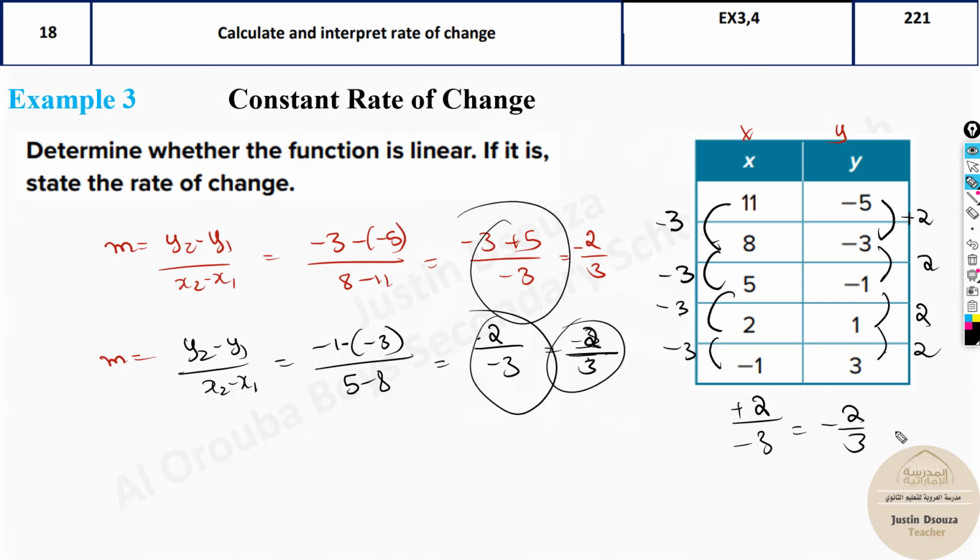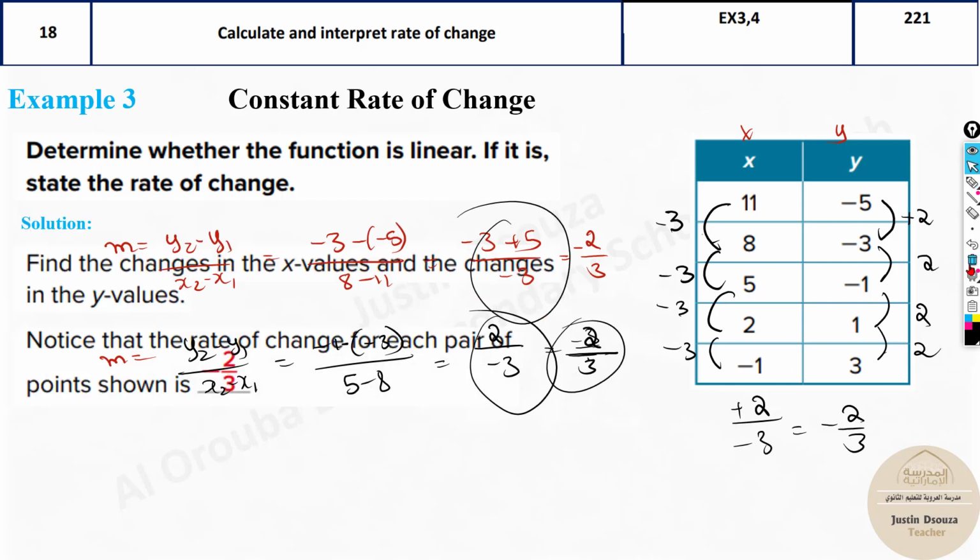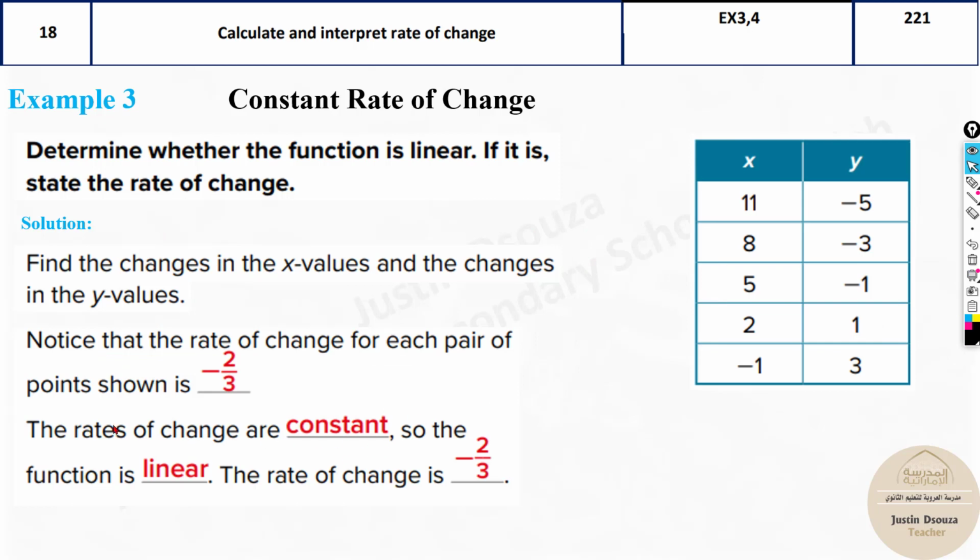Slope is even throughout. Therefore, yes, this is a linear change. The rate of change is negative 2/3. So that's basically the answer. See, the rate of change is even or constant. Constant means same thing throughout. Therefore, the function is linear. The rate of change, the slope, rate of change means the slope is negative 2/3.